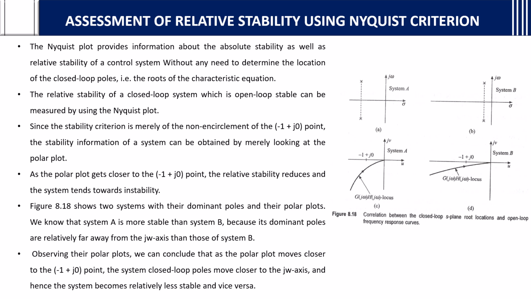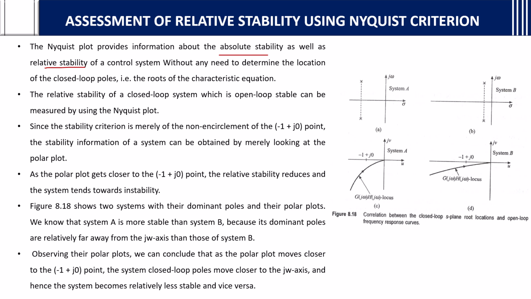The Nyquist plot provides information about absolute stability as well as relative stability of a control system, without any need to determine the location of the closed loop poles, that is, the roots of the characteristic equation.